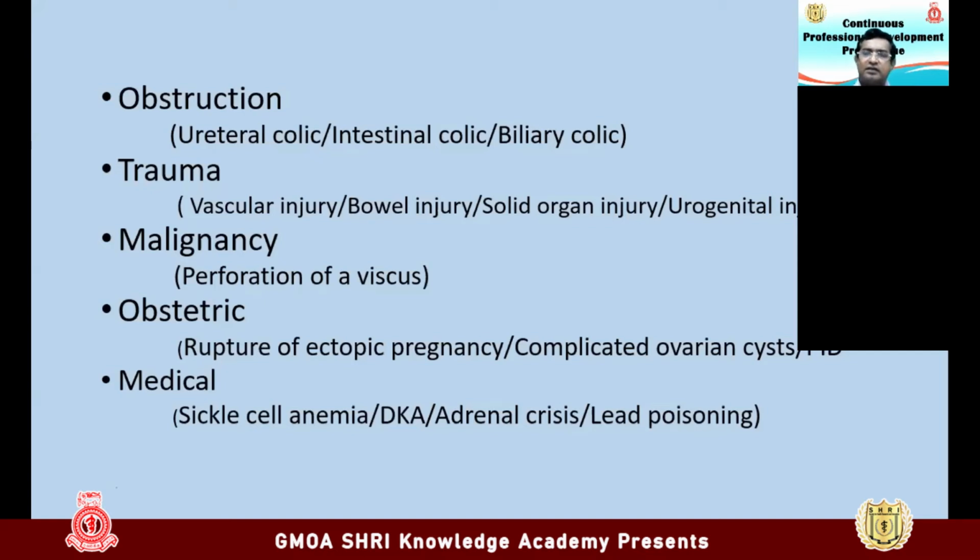And some medical causes can also mimic surgical abdomen. Those are sickle cell anemia, where you will have a sort of vaso-occlusive disease in mesenteries. Sometimes they have a distended liver capsule, and sometimes they have splenic infarcts. When these kind of things happen, the patient might present with acute abdomen. Adrenal crisis also, they will have gross hypotension with mesenteric ischemia, and lead poisoning, they come with a cramp sort of severe abdominal pain.